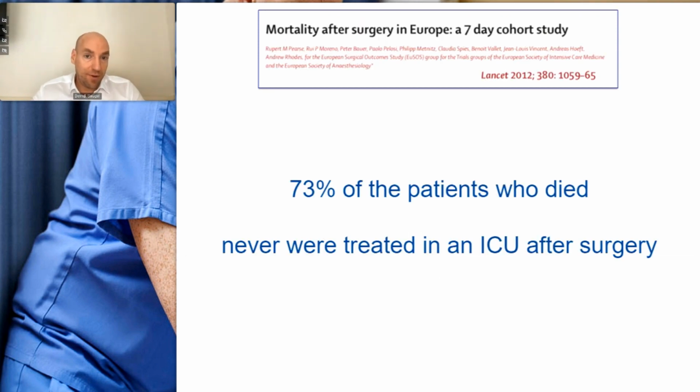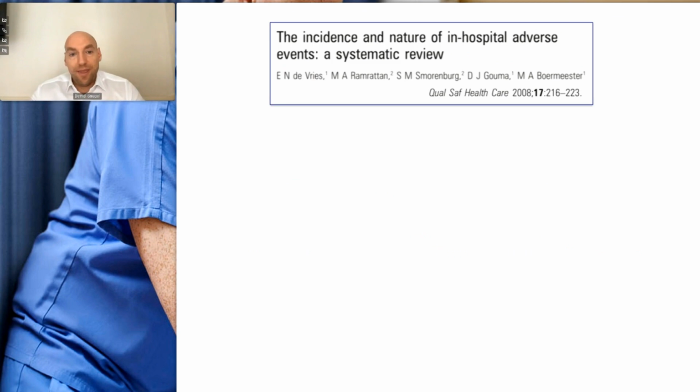In the European cohort study that I showed you a few minutes ago, that looked at in-hospital mortality after major non-cardiac surgery, a very, very interesting finding was that more than 70% of patients who died in hospital never were treated in an intensive care unit after surgery, meaning that those patients most often died on normal wards. And this is not only true for patients who have surgery, it's also true for patients who are admitted to hospitals because of medical non-surgical problems.